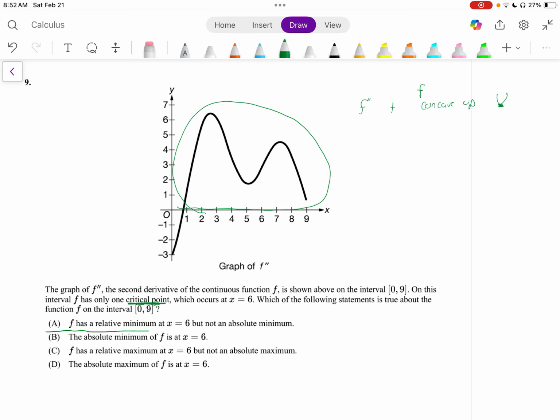So is it A? Is it B? These two talk about maximum, so it's not C or D. So is it a relative minimum or is it an absolute minimum? Well, since x equals 6 is the only critical point on the interval 0 to 9, therefore it has to be an absolute minimum because it's the only one on that interval. So the answer is B.